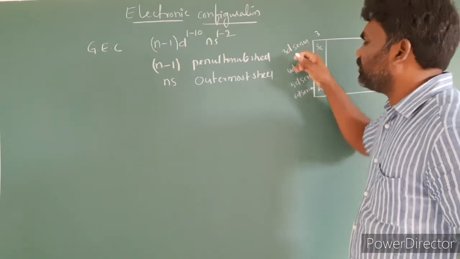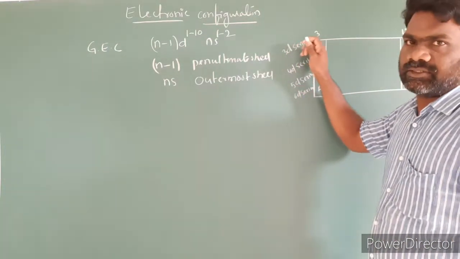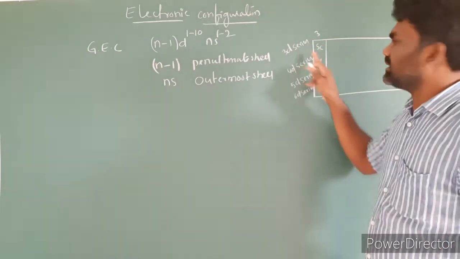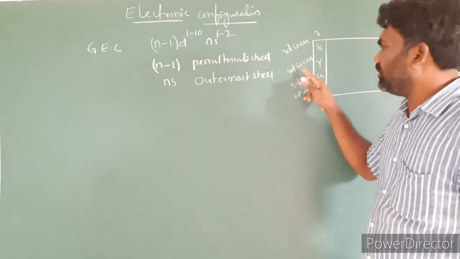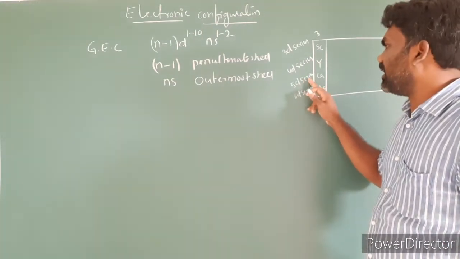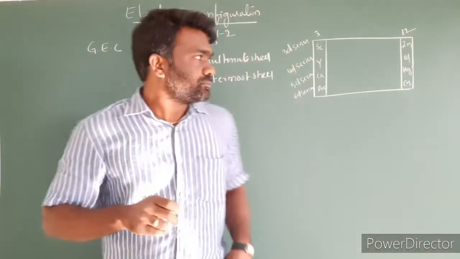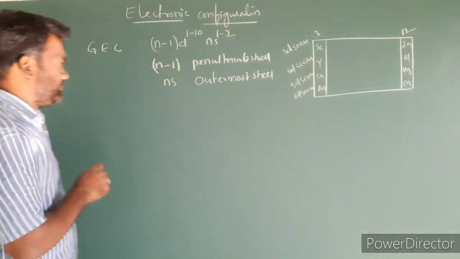So 3d series, 4d series, 5d series, 6d series. 3d series means the last electron enters the 3d orbital. Scandium to zinc belongs to the 3d series, and yttrium to cadmium belongs to the 4d series because the last electron enters the 4d orbital. Lanthanum to mercury belongs to the 5d series, and actinium to copernicium belongs to the 6d series. Now let us discuss the electron configurations of 3d series elements.